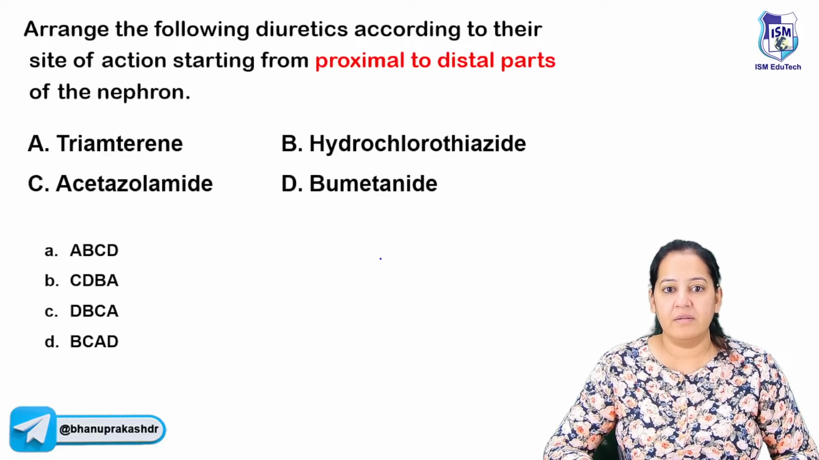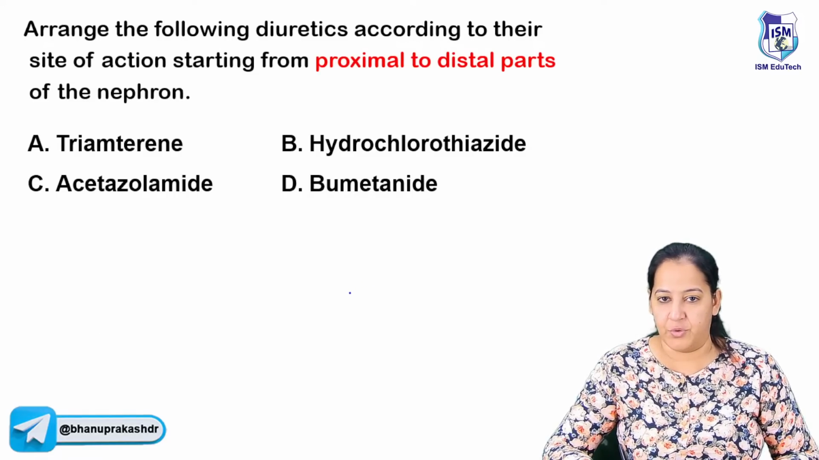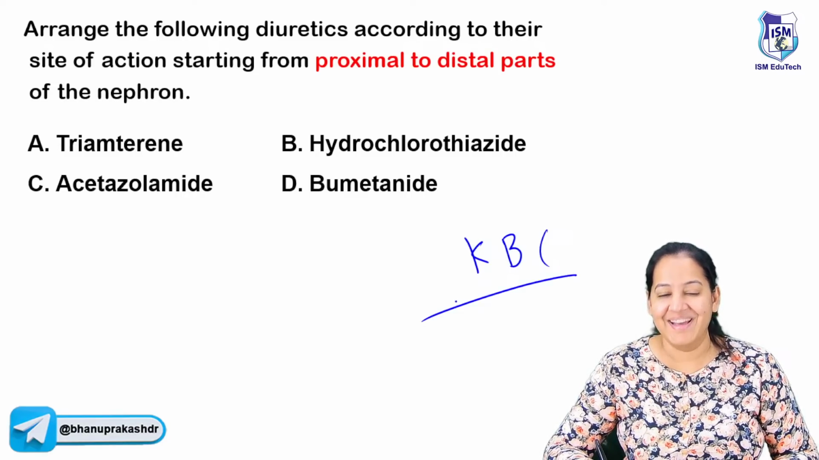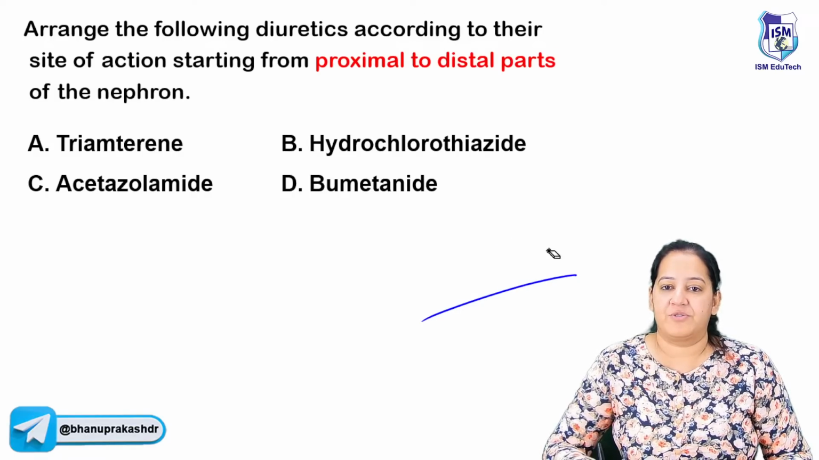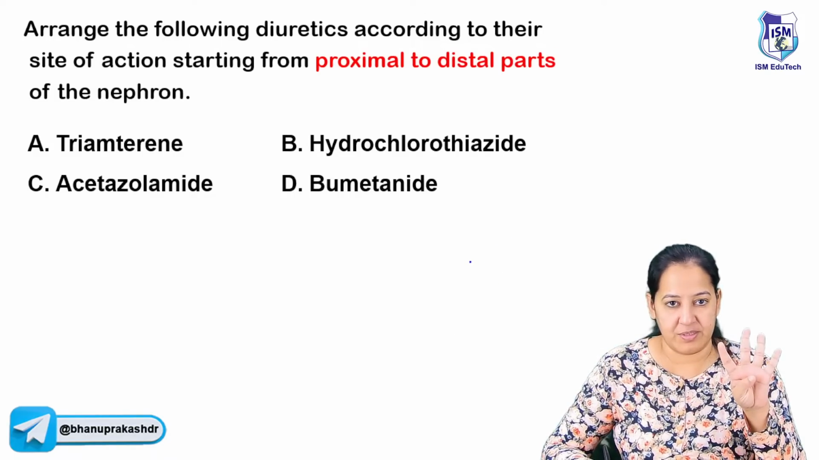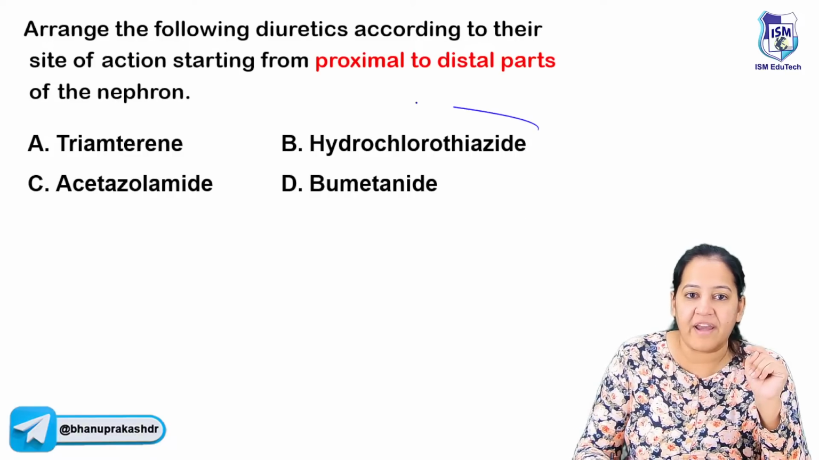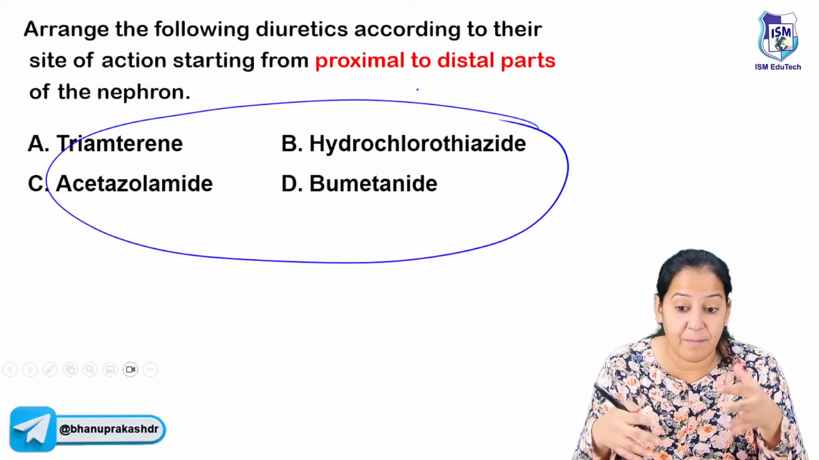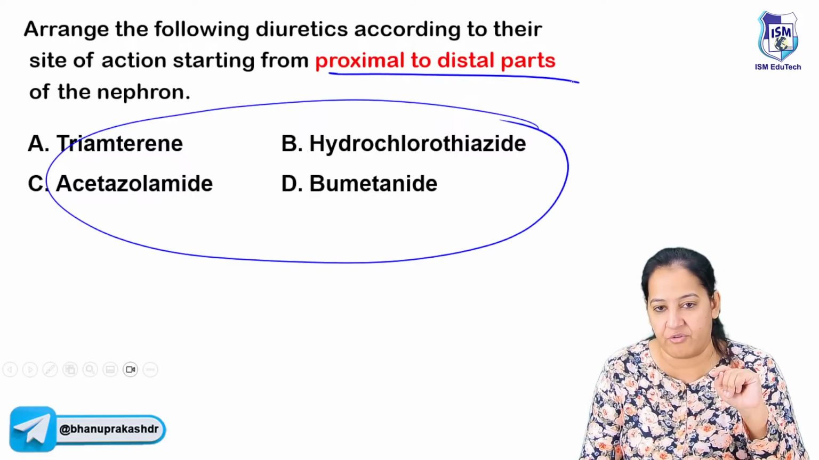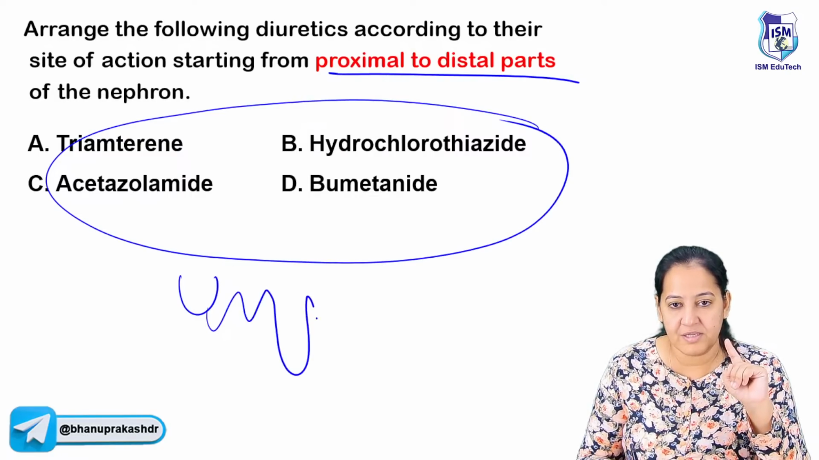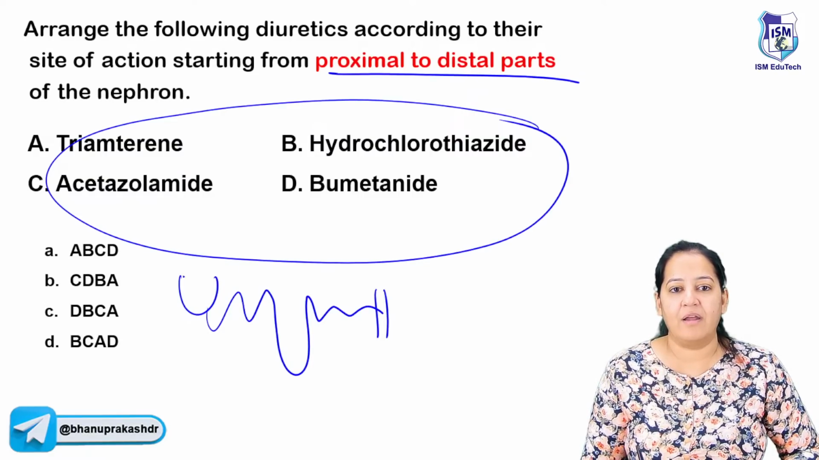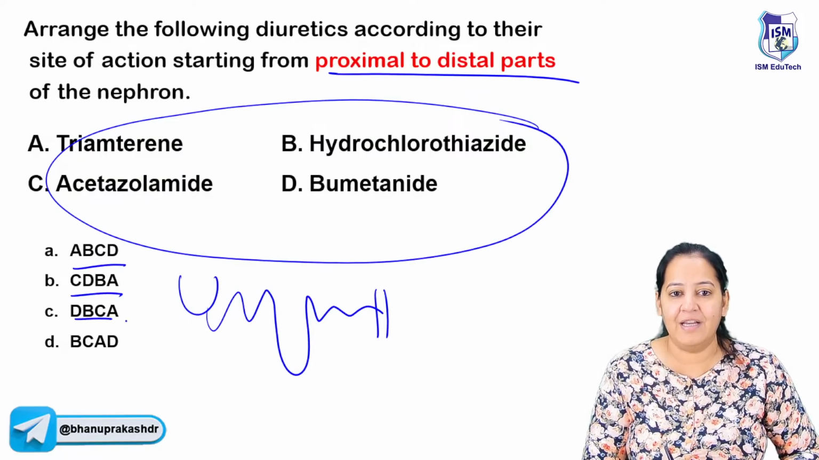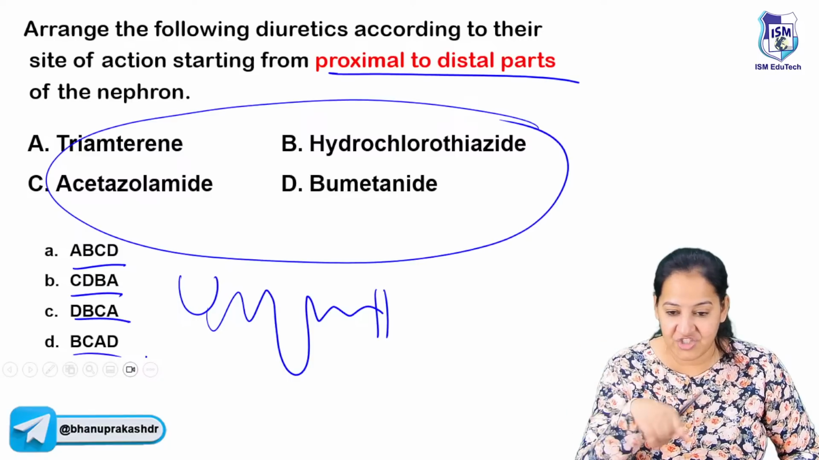So we would like to play a game with you. Have you seen Kaun Banega Crorepati? KBC. You've seen. So that is how the participants are selected. There is fastest finger first. So I'm giving you 4 options right now. Let's play it. The 4 options are in front of you. You have to arrange the 4 options based on their mechanism of action from proximal to distal part of a nephron. Do you know the diagram of a nephron? This is the diagram of a nephron. So which is acting proximally to which distally? Is it ABCD, CDBA, DBCA or BCAD? So arrange them in that order.